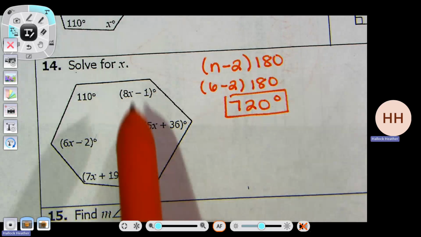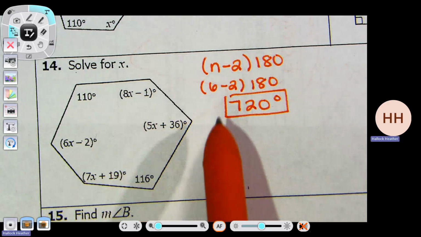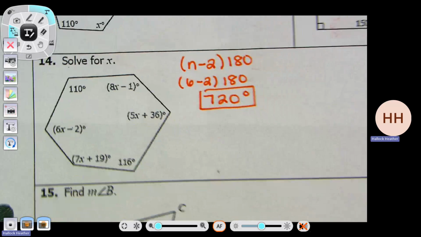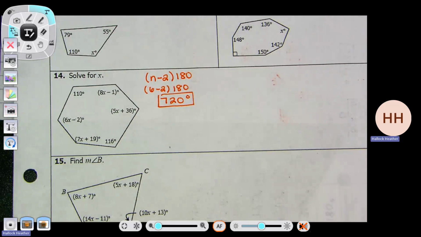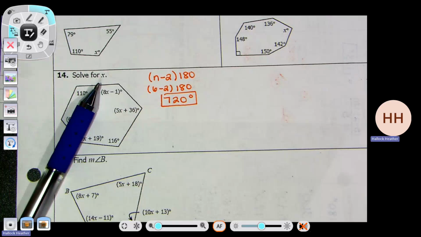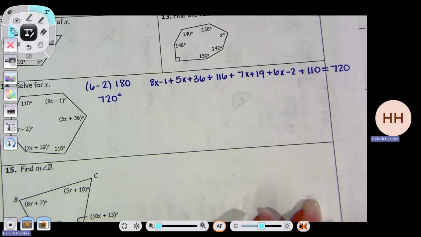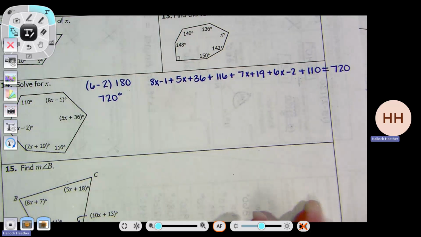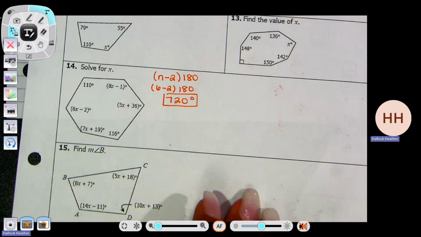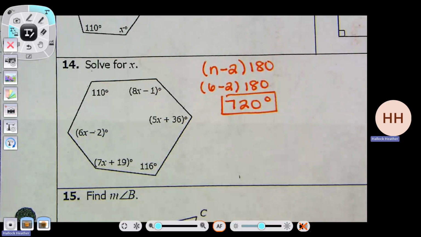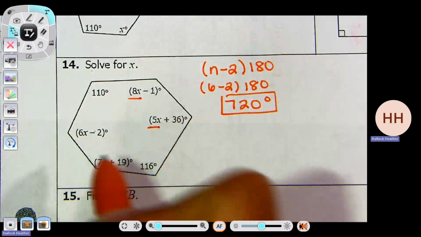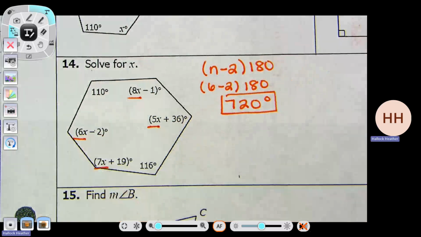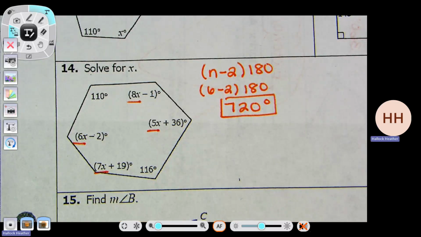So what should I do with all of this stuff to equal 720? If you do that, it's going to look like this, and it's going to be long and obnoxious. Either way, you have to combine like terms. So instead of writing it all out, let's just combine like terms. Let's start with our x's. In a calculator, I have 8x, 5x, 7x, and 6x. I'm adding them all up.